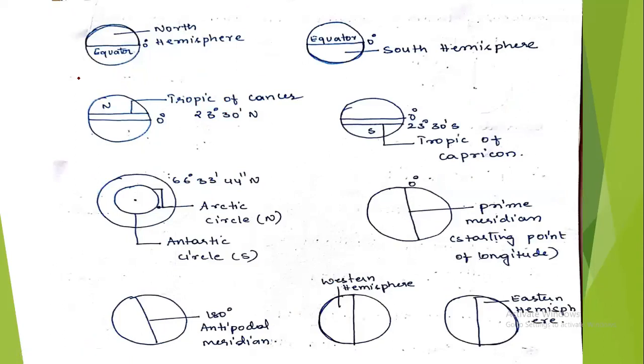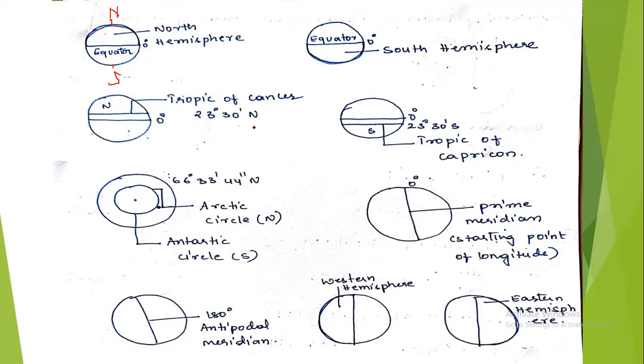Next, what are hemispheres? What are the different types of hemispheres you will see? So first, this is the North Pole and this is the South Pole. The upper part, from 0 degrees to the North Pole, is called the Northern Hemisphere. And down from 0 degrees at the equator to the South Pole, it is called the Southern Hemisphere.